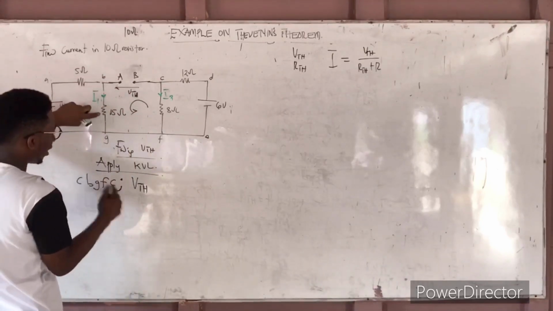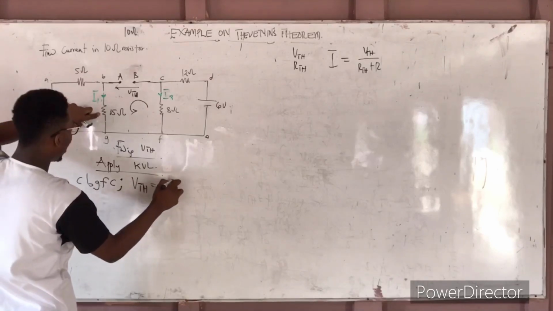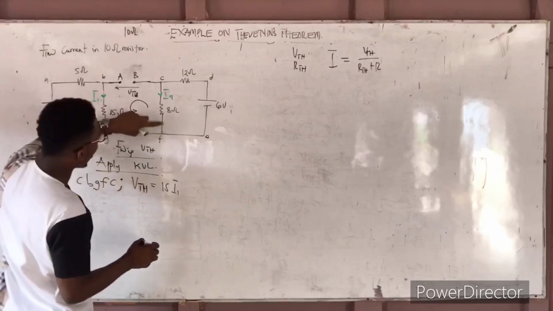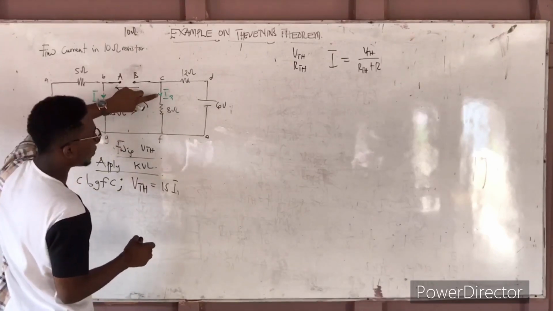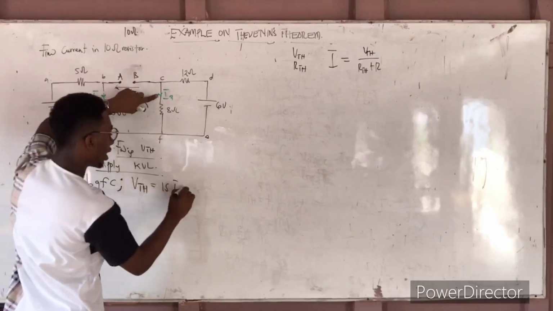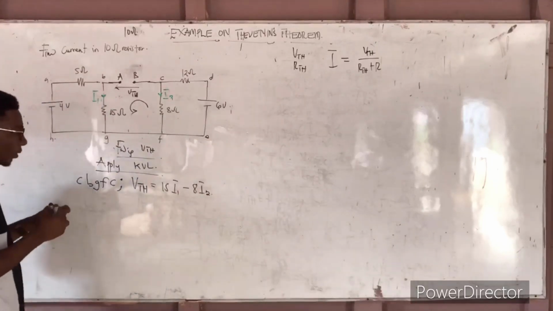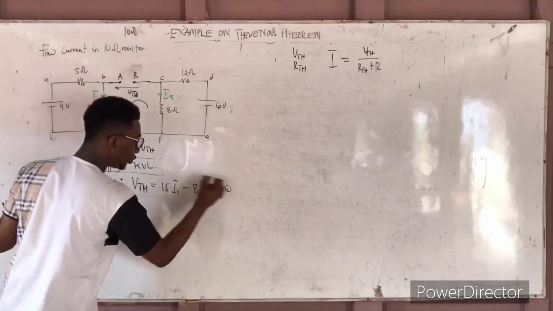So I'm going in this direction, I meet a resistor, so I have 15 times the current that is passing through, I1. I go back and I meet another resistor, but the current that is passing through is opposite, so it becomes minus 8 I2. Let's take this as equation 1.